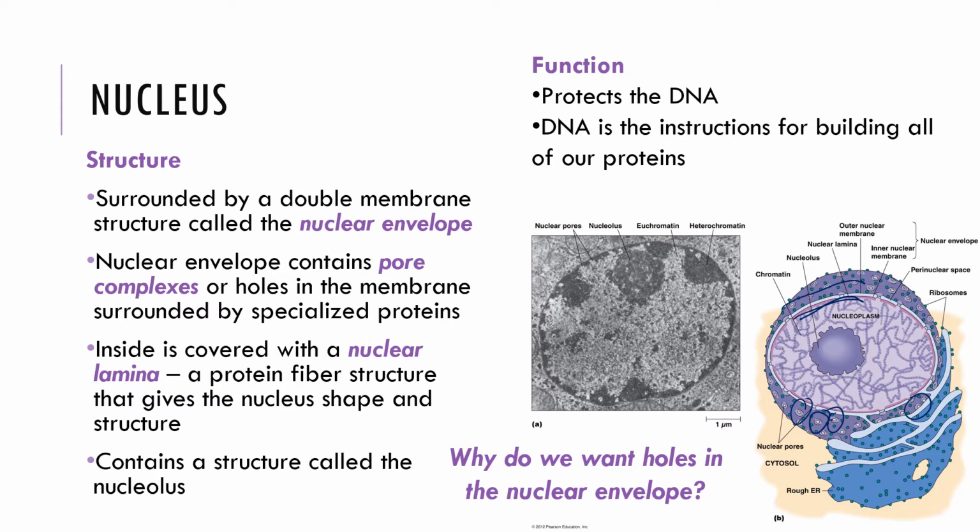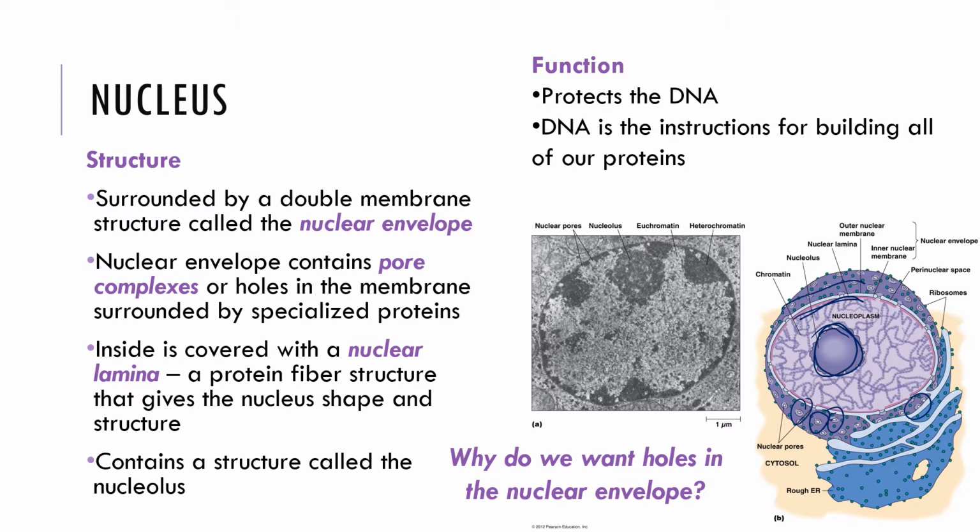Now, aside from that, the inside is covered in what's called a nuclear lamina. Basically, the inside membrane has all of these proteins and fibers that actually give the nucleus its shape. And inside is a structure called the nucleolus. It looks like a dark smudge inside the nucleus itself.